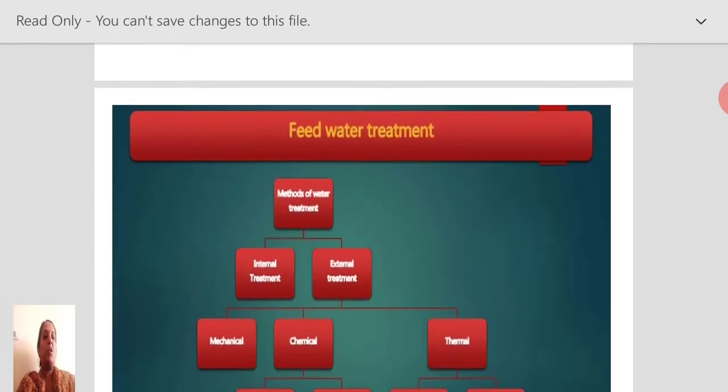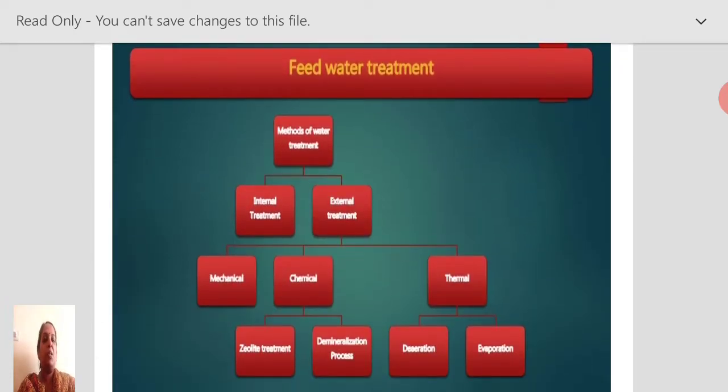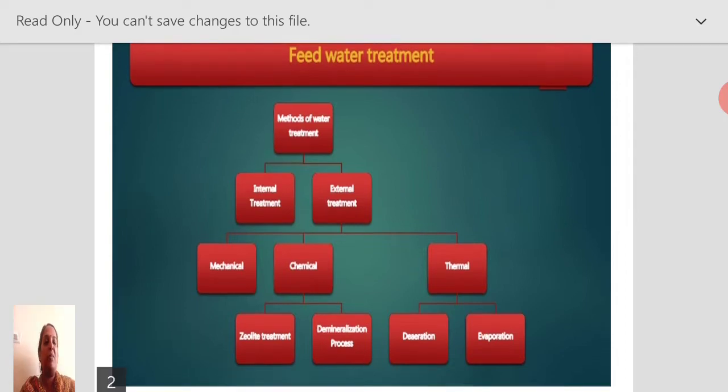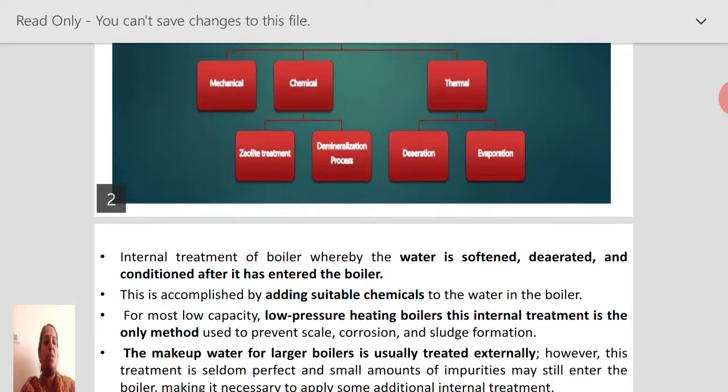This feed water treatment can be done by means of two methods. One is internal treatment and the other one is external treatment. This external treatment is further classified as mechanical, chemical as well as thermal treatment. If we take chemical treatment, the zeolite process as well as the demineralization process are examples. Under thermal treatment, we have deaeration as well as evaporation processes.